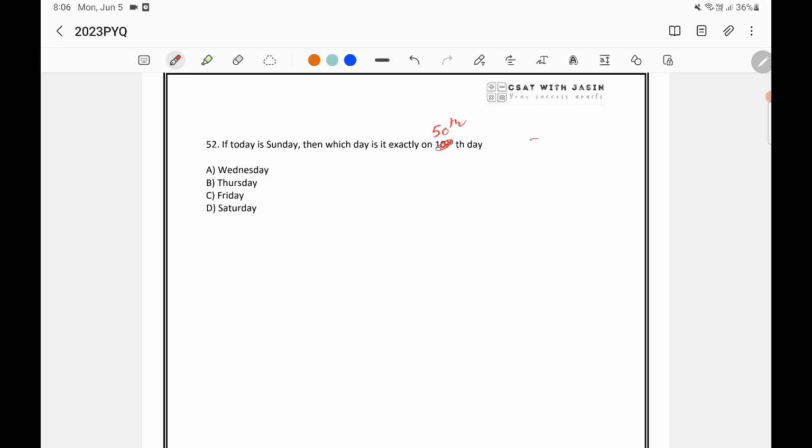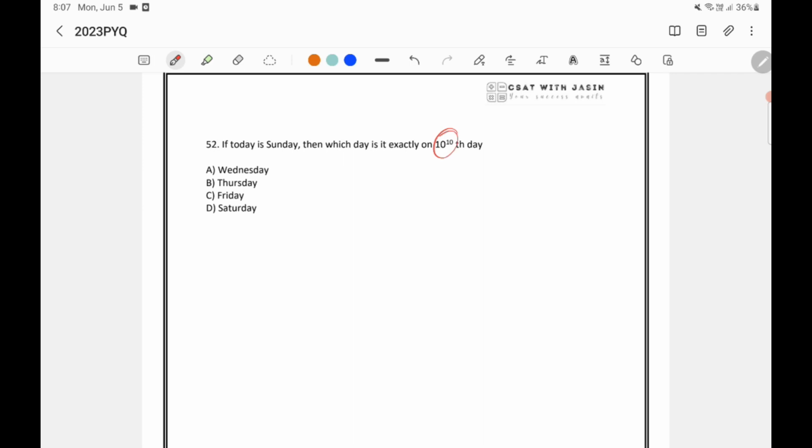If the question is like this, what will you do? You will just divide 50 by 7, and then find out the remainder. So if 50 is divided by 7, the remainder is 1. Then you will just add this 1 to Sunday. Sunday plus 1 is Monday. So the answer is Monday. The same thing you need to apply here. The only thing is that UPSC asked it in a slightly trickier way, and they have asked for the 10 raised to 10th day.